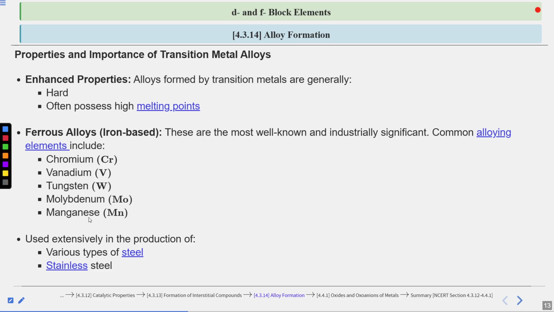So these are the properties: first of all, alloys formed by the transition metals have enhanced properties, they are hard and have high melting points. Some iron based alloys are well known and industrially significant, meaning they are used industrially. Some common alloying elements include chromium, vanadium, tungsten, molybdenum, and manganese, and they are used extensively in the production of various types of steel, and stainless steel.